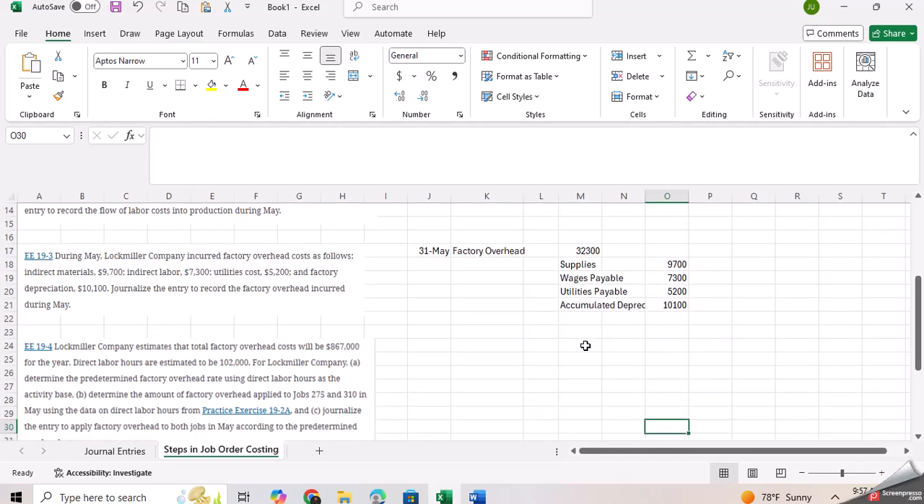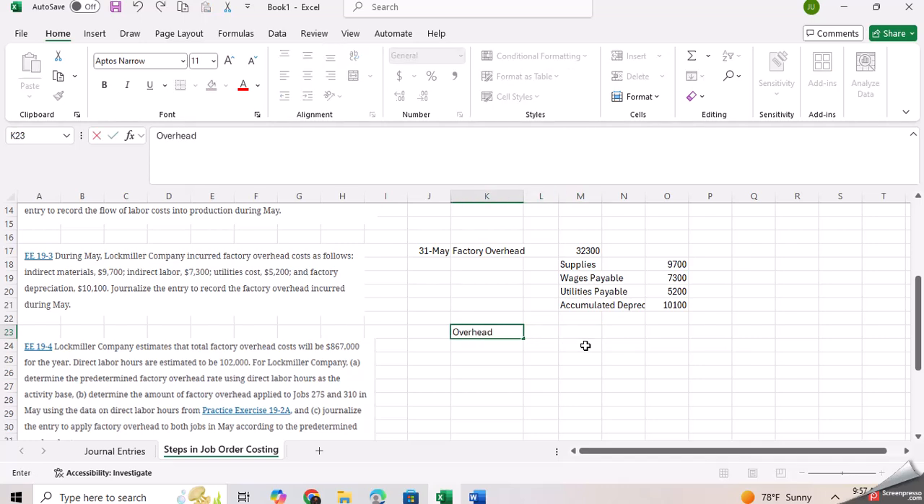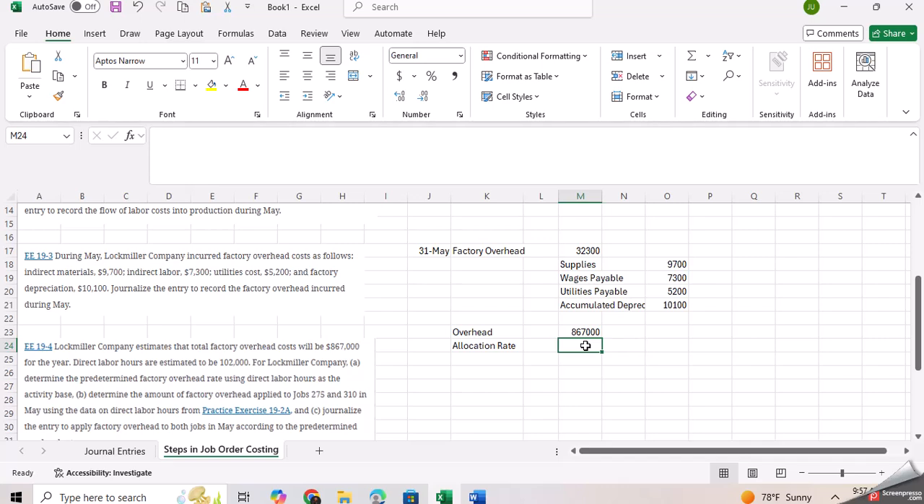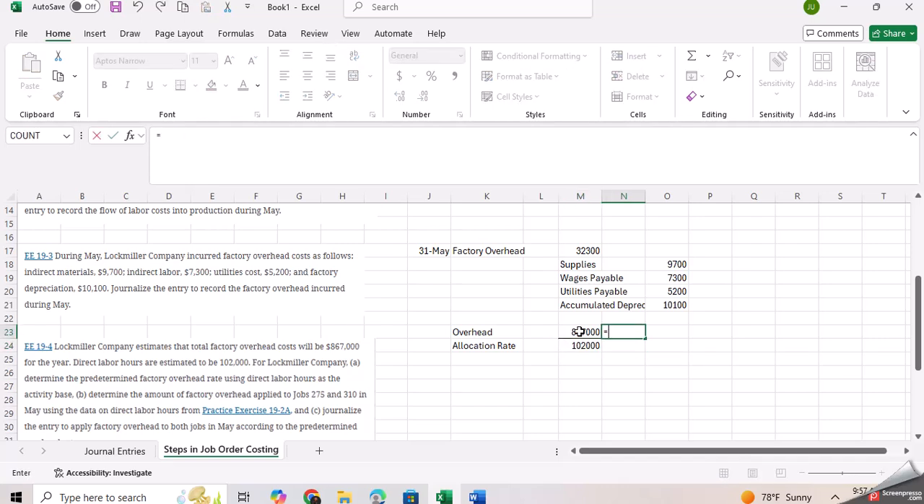Okay, then it estimates that our total factory overhead costs will be $876,000 for the year, and that direct labor is estimated to be 102,000 hours. So then we want to come up with our overhead allocation rate. And then what we're going to do is take the estimated $876,000, and then we're going to divide that by, so I'll put a little line in here so you guys know I'm dividing, the 102,000 direct labor hours. So then that divided by that gives us a rate of $8.50 per hour. So that's my predetermined factory overhead rate.